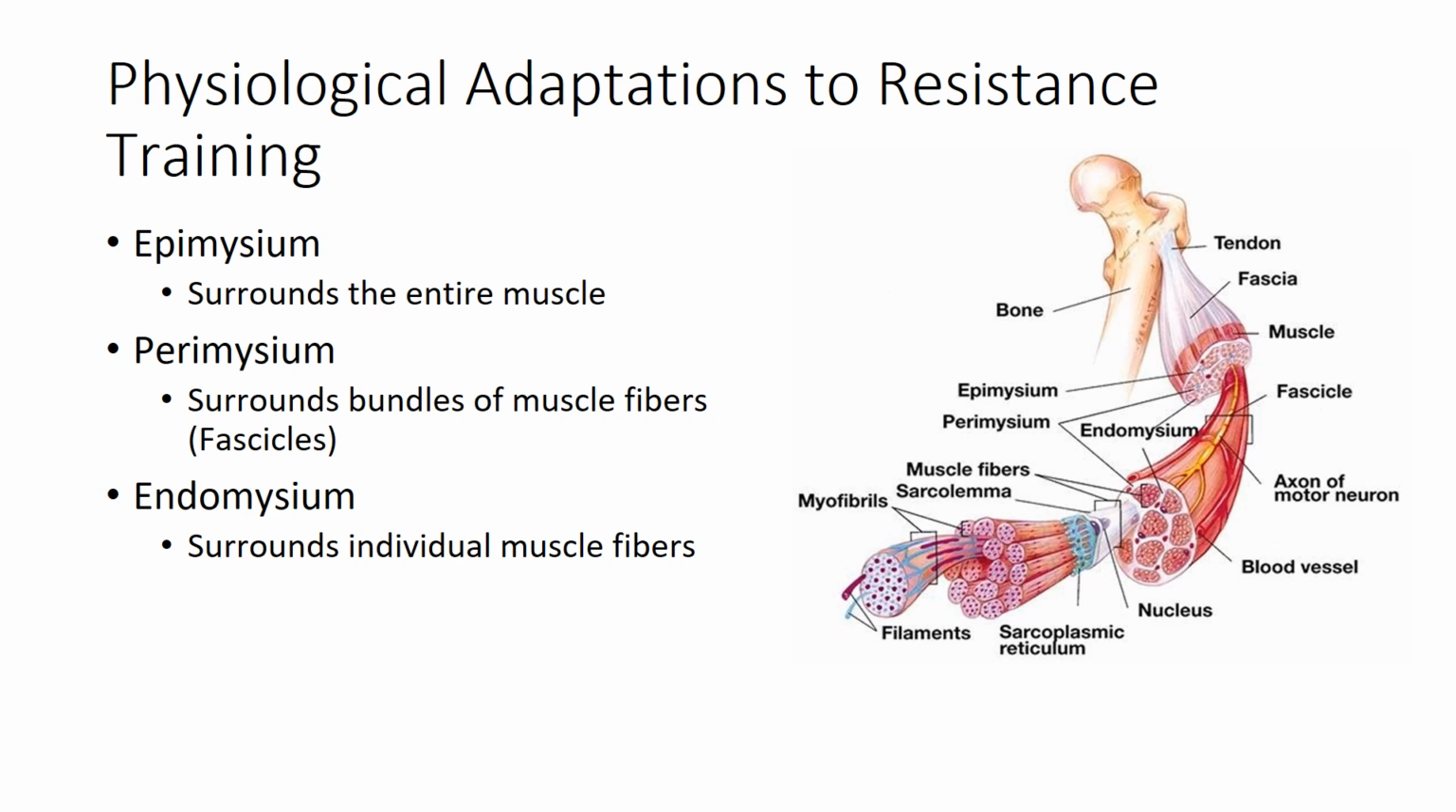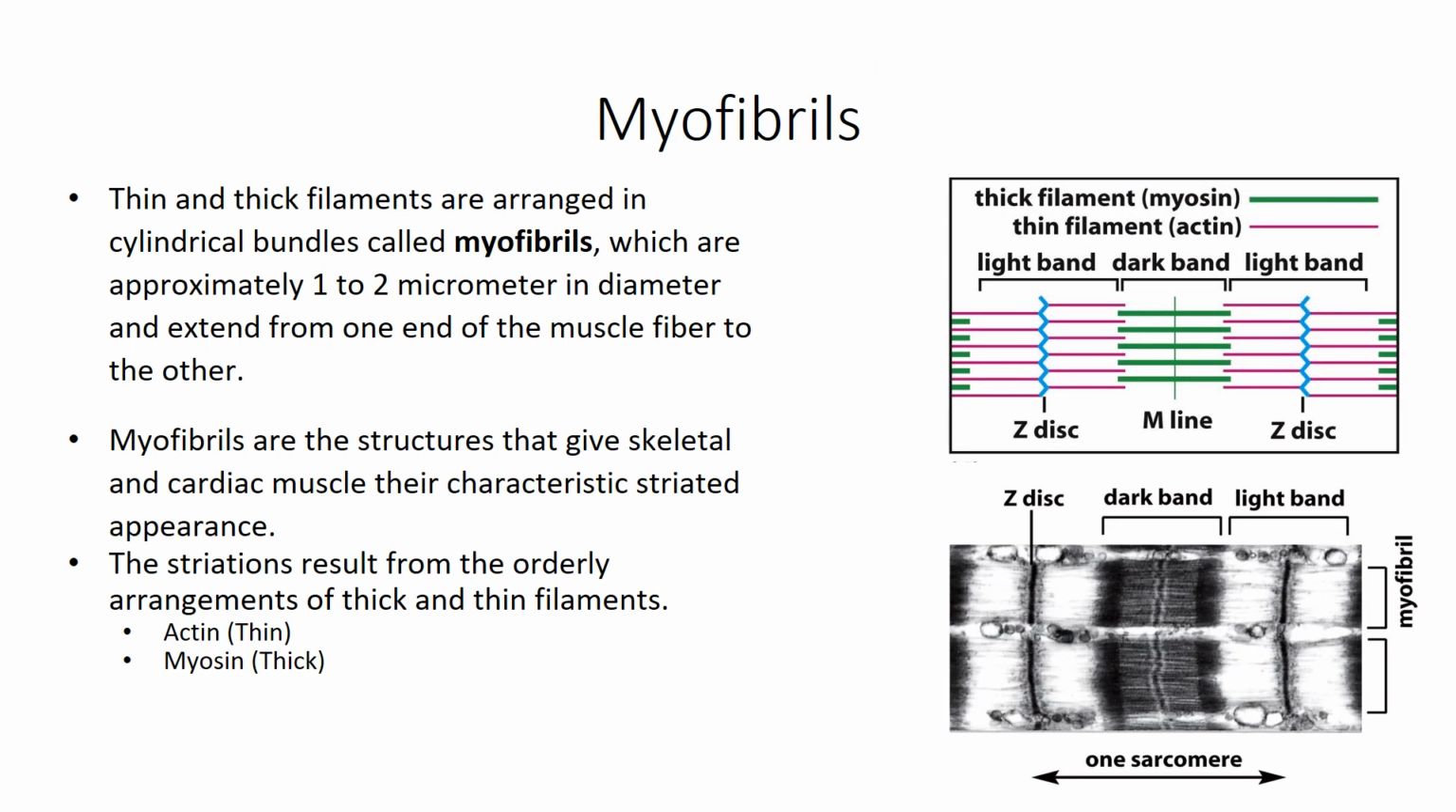But we have different layers on skeletal muscle. When we look at the first layer, this is called the epimysium, and this surrounds the entire muscle. Next, the layer below that is the perimysium, and this surrounds the bundles of muscle fibers, or the fascicles. And lastly, you have the endomysium, which surrounds the individual muscle fibers. When we further look in the skeletal muscle and the individual muscle fibers, they contain thin and thick filaments, which are arranged in cylindrical bundles called myofibrils.